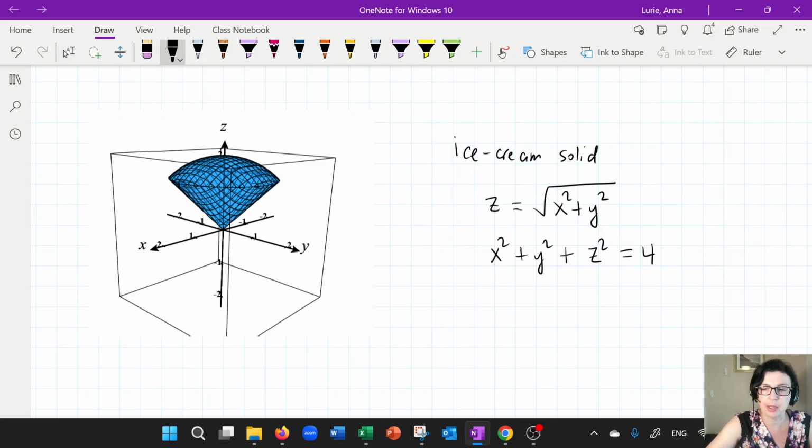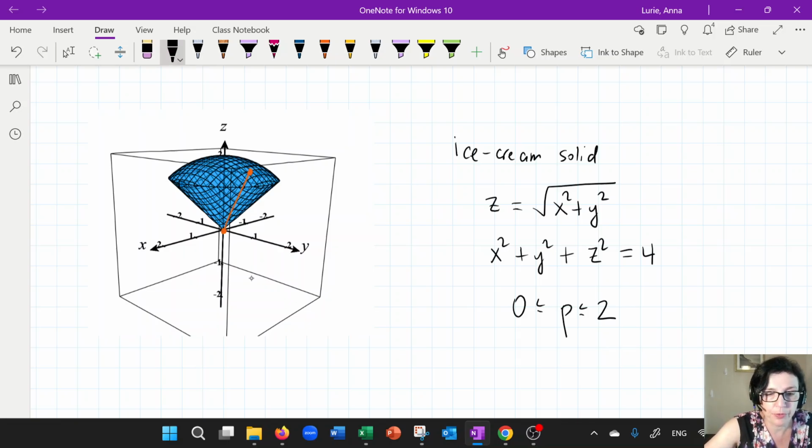How do we set up the limits? Okay, so let's think about that. So let's take a point. Okay, how would rho change? So again, this is 0 and it goes all the way to 2 because the radius of the sphere is 2. So that's going to be your rho limits.